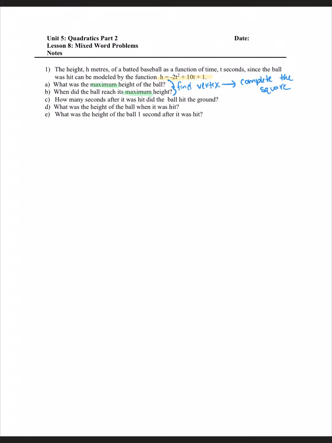So I'm going to rewrite our equation down here just so we can, again, point out what is usually my x value and what is usually my y value. So h equals negative 2t squared plus 10t plus 1. Okay, so height is usually where my y is, and time is usually where my x is. So we'll just keep that in mind as we solve these things. What's going to represent the maximum height and what's going to represent the time at that maximum height.